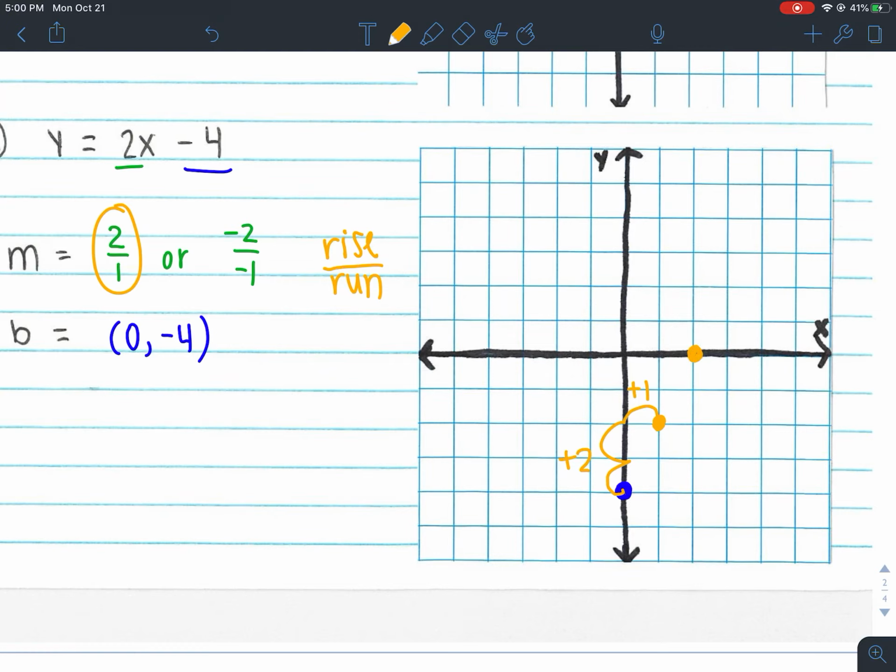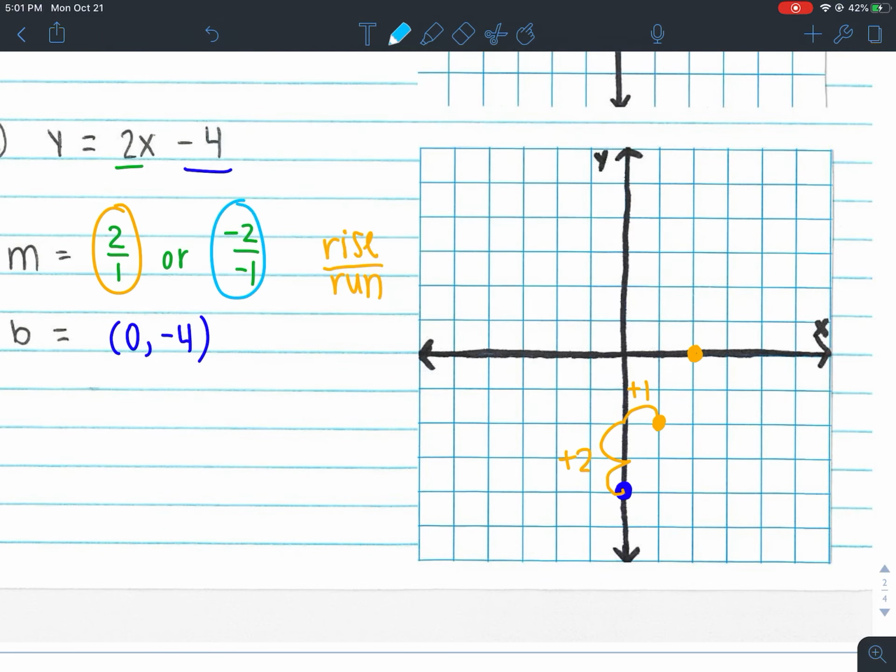Do I have room to keep going? Yes. So you're going to rise 2 more, and then run another one. You could really keep going on forever, but we only really need 3. I like to have a minimum of 3, and if you don't do a minimum of 3, then I'm not going to give you full credit. So make sure you at least do 3.